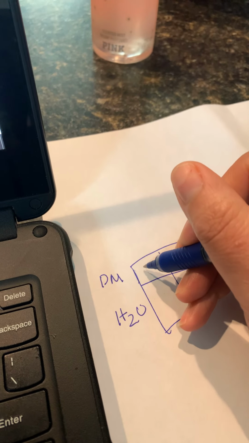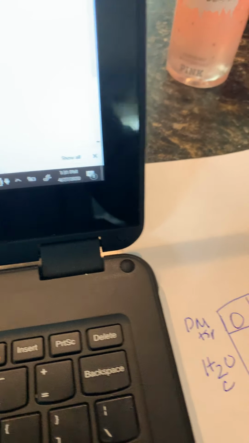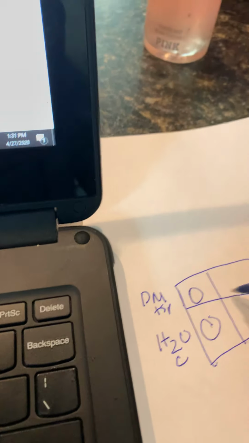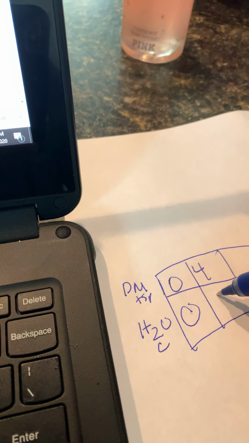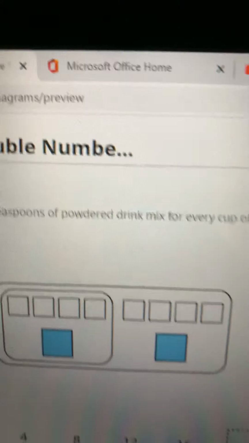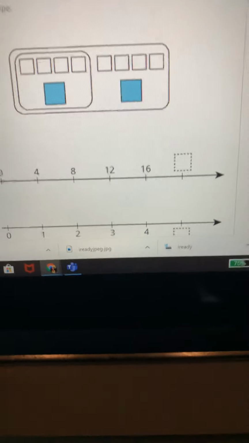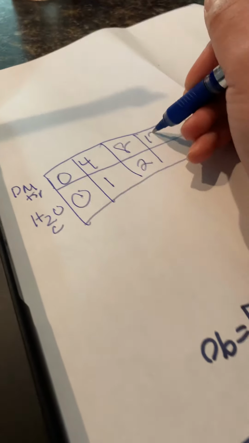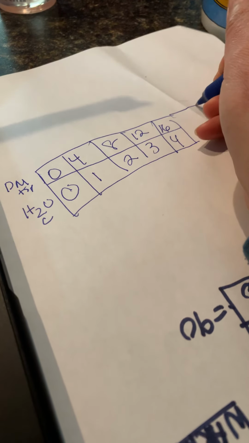So if you have 0 teaspoons, this is cups of water. 0 teaspoons, you have 0 cups. And then if you had 4, they jumped over to 4, you would have 1 cup because up here it says 4 teaspoons of the power drink for every cup of water. Okay? So then if I have 8, then I would have 2. And then 12, I would have 3. 16, I would have 4.